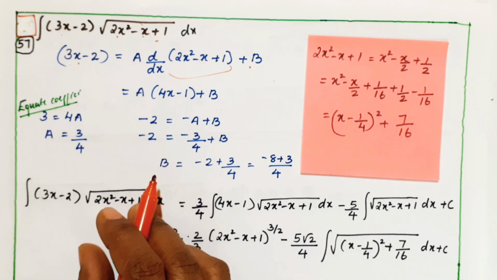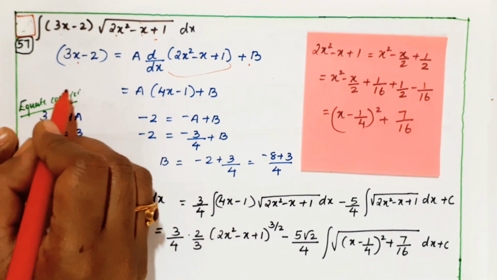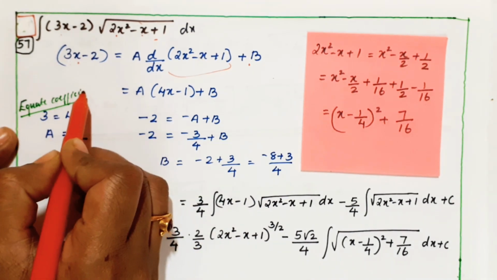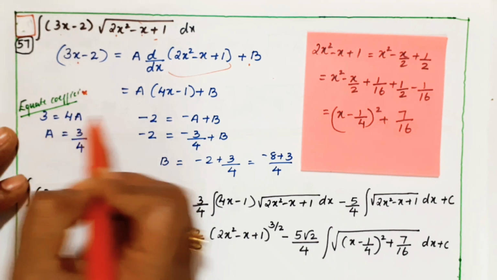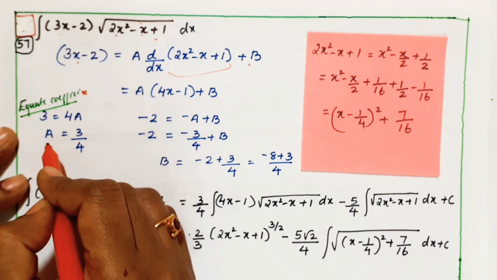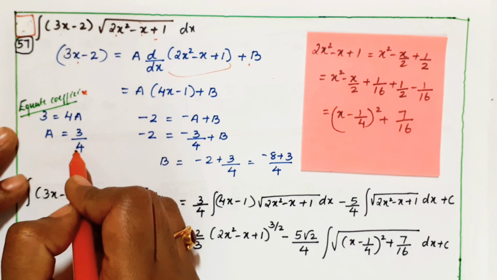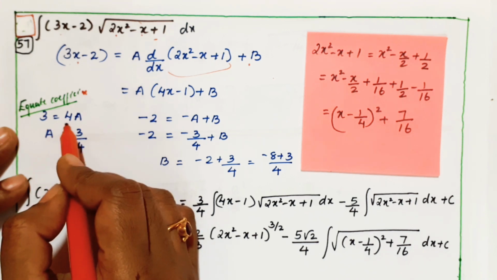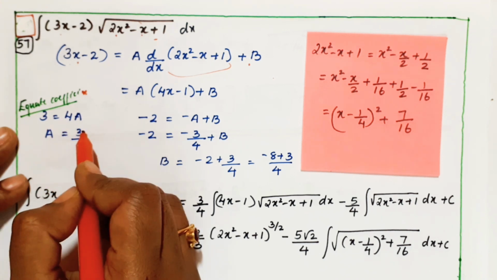Now what we did? We have to equate the coefficients. First, what is the coefficient of x here? x is 3, equals 4a. Therefore, a equals 3 by 4. 3 equals 4a, that is a equals 3 by 4.